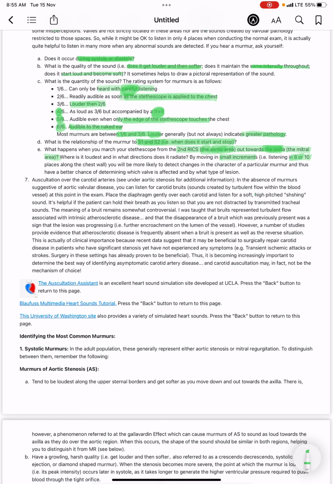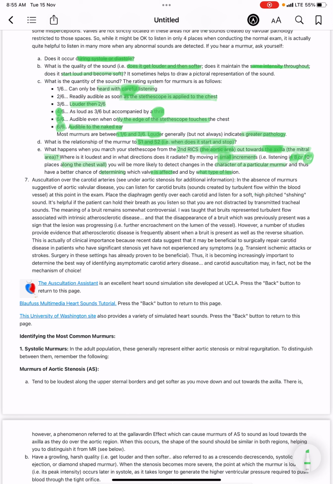So if you move in small increments, that is, listening in 8 or 10 places along the chest wall, you will be more likely to detect changes in the character of a particular murmur and thus have a better chance of determining which valve is affected and what the type of lesion is. So you have to move in small increments, 8 or 10 spaces along the chest wall.